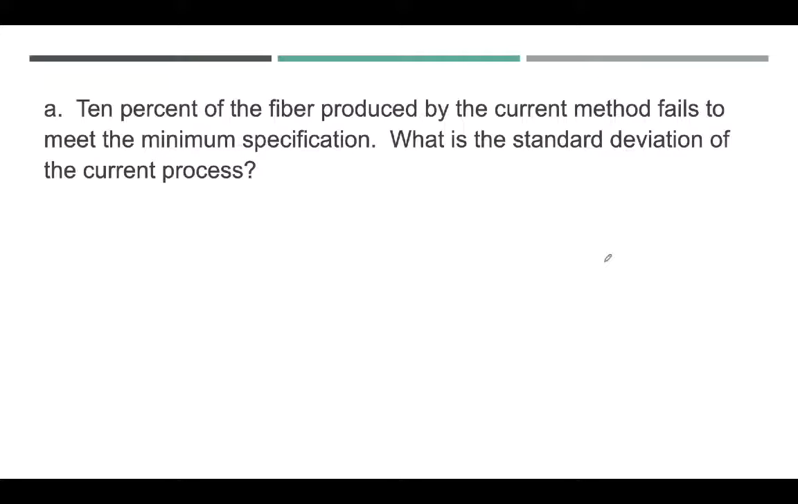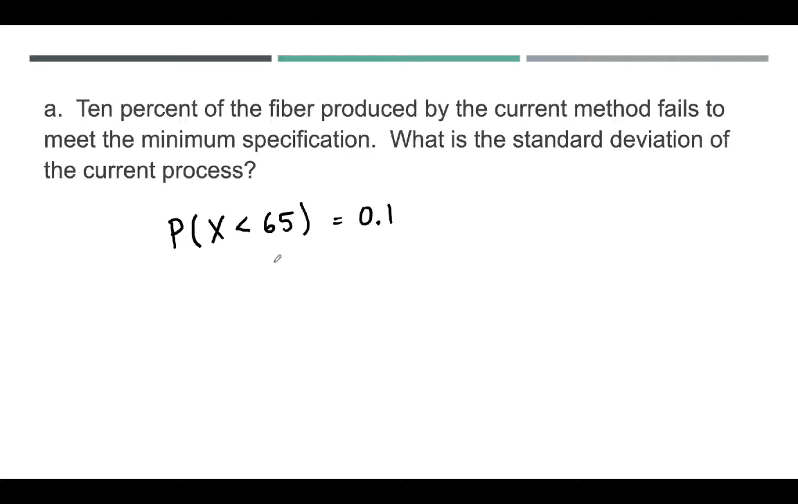Okay, 10% of the fiber produced by the current method fails to meet the minimum specification. So what is the standard deviation? Let's make sure we understand what information they are giving us. They're giving us the probability that it doesn't meet spec. In other words, the probability that we have less than 65 is 10% or 0.1.